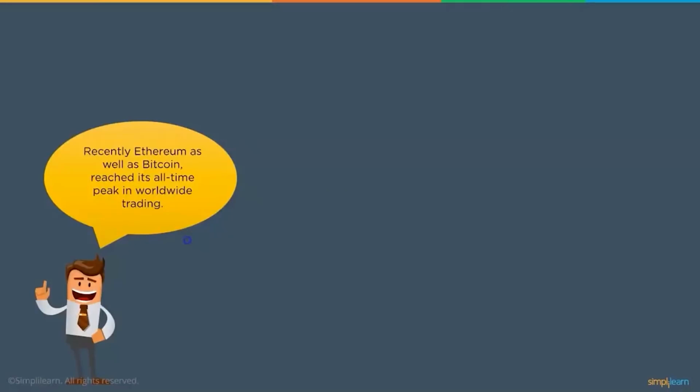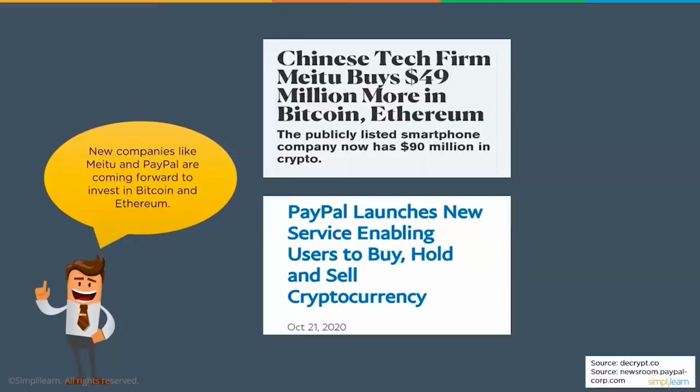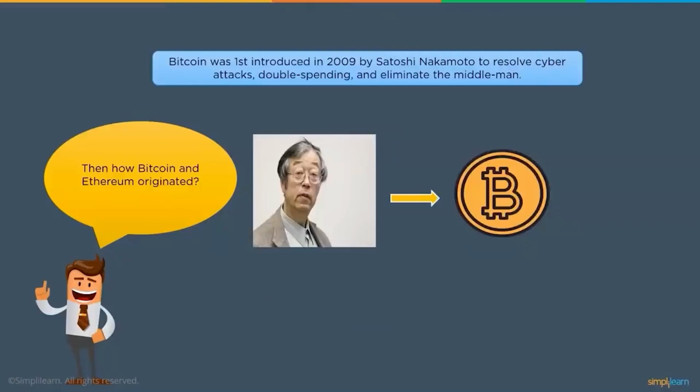But have you all ever wondered how they compare based on their similarities and differences in various aspects? Well, before moving any further, let's have a quick look at how Bitcoin and Ethereum originated and made a benchmark in the economic system worldwide. Bitcoin was first introduced in 2009 by Satoshi Nakamoto to resolve cyber attacks, double spending, and eliminate the middleman between the transaction. It led the first revolution of digital money, which enables transparent and decentralized peer-to-peer transaction.